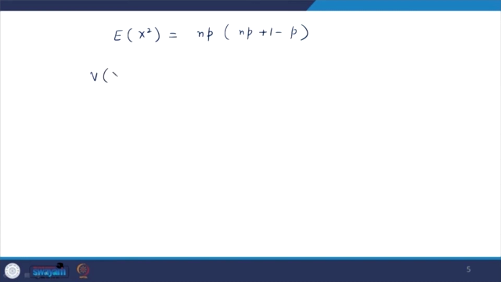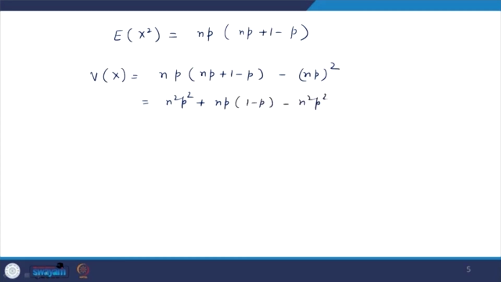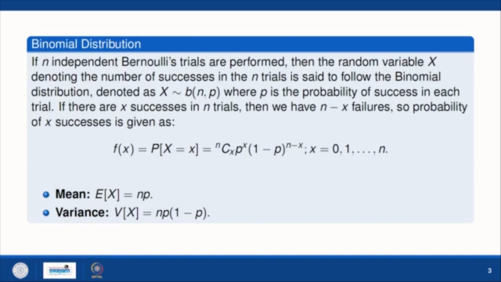Now, what will be the variance of x finally? Variance of x will be expectation of x square minus (expectation of x) whole square. So, that will be n square p square plus np into (1 minus p) minus n square p square. So, this cancels out. So, it is npq or np into (1 minus p). So, that is how we can compute the mean and variance of this random variable.